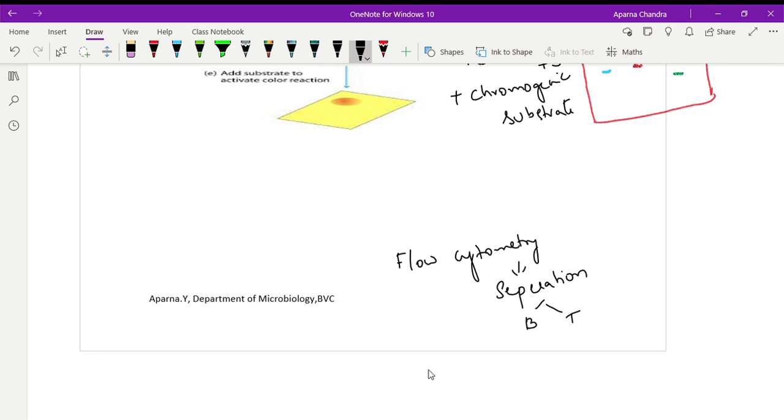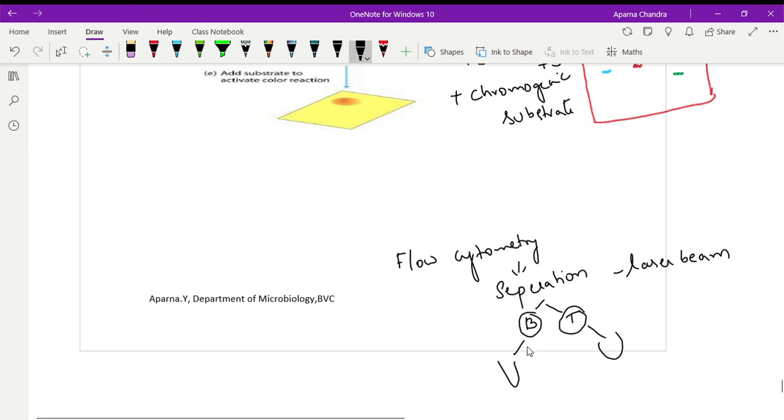The technique that is used to separate B lymphocytes from T lymphocytes is by using a laser beam. We pass a laser beam, and there will be a deflection of the light. Based on this deflection of the beam, the cell that is tagged with one fluorescent compound will deflect at one angle, and the one that is tagged with the T will deflect at another angle. So cell sorters will be there, and the cells will be collected in those particular containers. So that's why the technique is called flow cytometry or cell sorting technique.